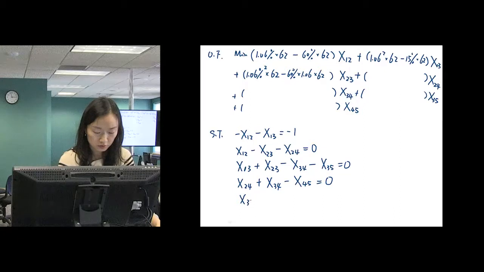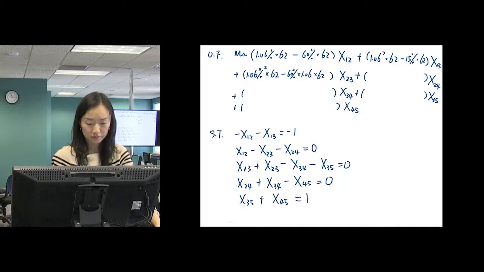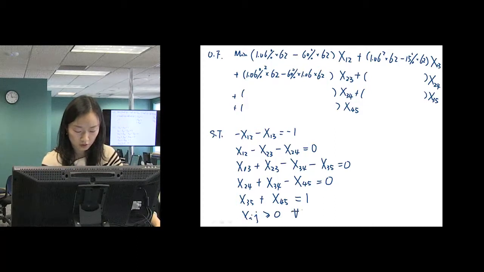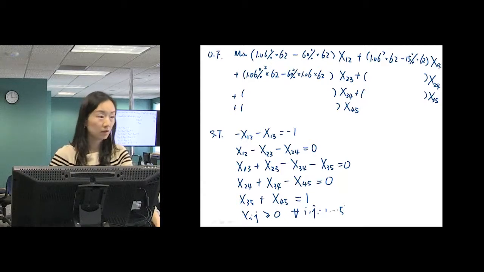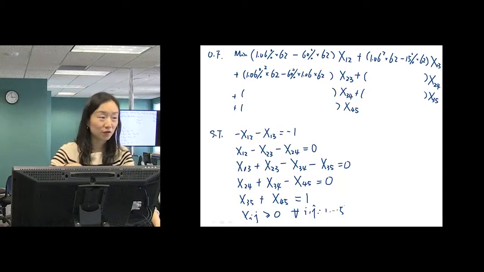Okay, and then the last node would be node 5. So inflows minus outflow, no outflow, equals the demand. Okay, then all xij need to be greater than or equal to 0, for all i, j going from 1 to 5. And that's the model for this problem for contract 1.